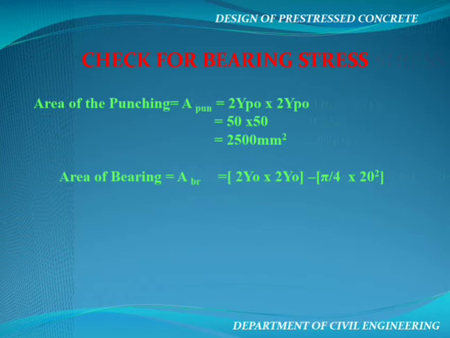Next, area of bearing. Now here we have to note a very important change. Generally we used to find the area of bearing as 2y0 into 2y0, which was the smallest side of the section. But here, as a duct is provided, that means a hole is drilled in the section, which is of size 20 mm diameter. Hence the area of that duct has to be deducted when we calculate the area of bearing.